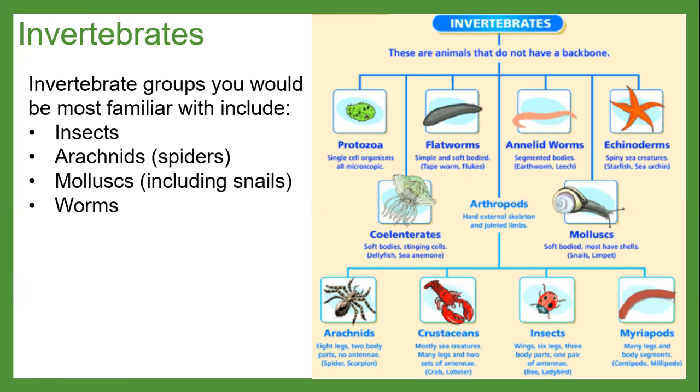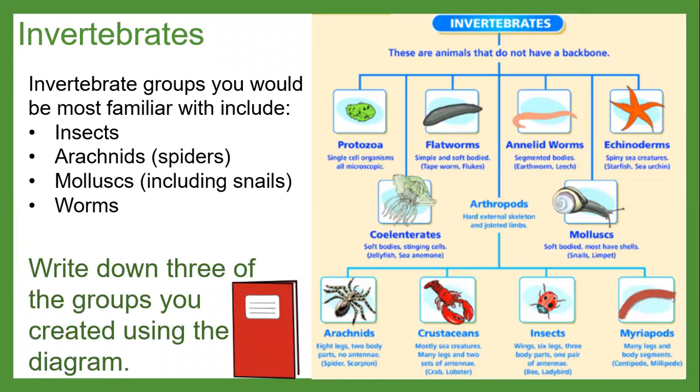You've got soft-bodied stinging cells, so like jellyfish. You've got arthropods, okay? And then you've got the mollusks, which are soft-bodied. Most have shells like snails and limpets found in the ocean. And then you've got your arachnids, your crustaceans, your insects, and your myriapods. Okay, so that's how we can group invertebrates officially.